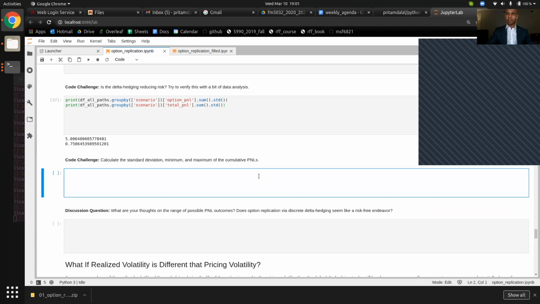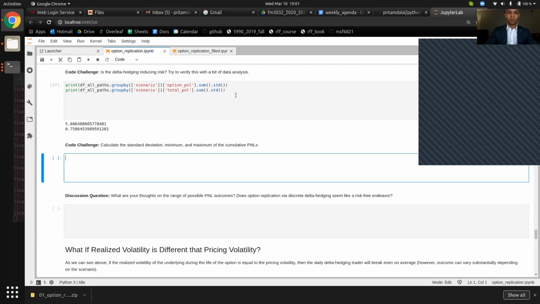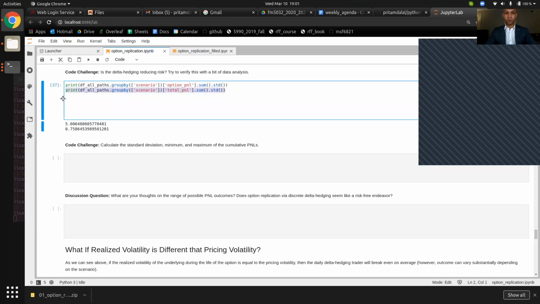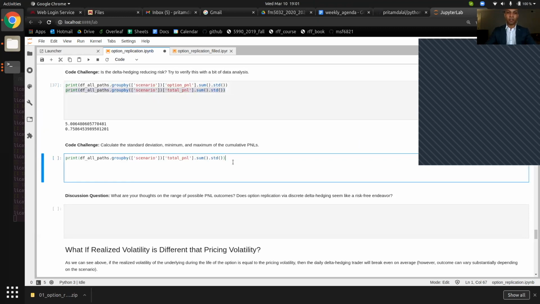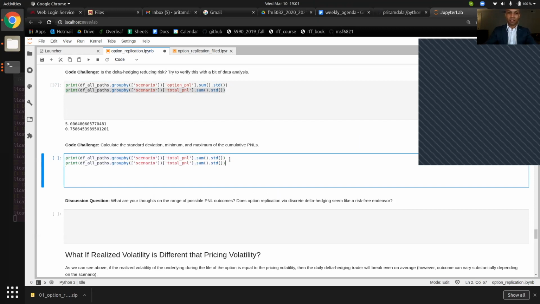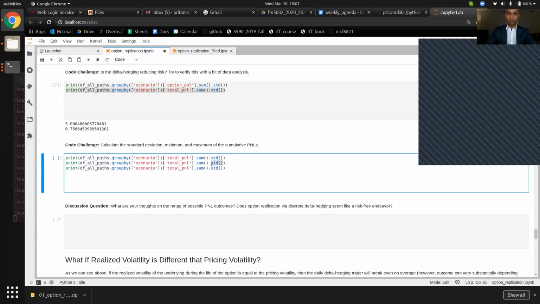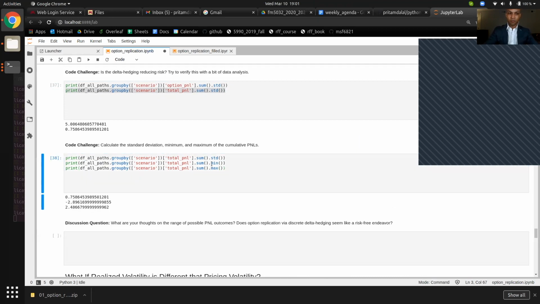So let's calculate the, okay, so here's what we want to do here. We want the standard deviation, and then we want the min and the max. Okay, so standard deviation of 75 cents. The mean is 0, so that's great, but a standard deviation of 75 cents.